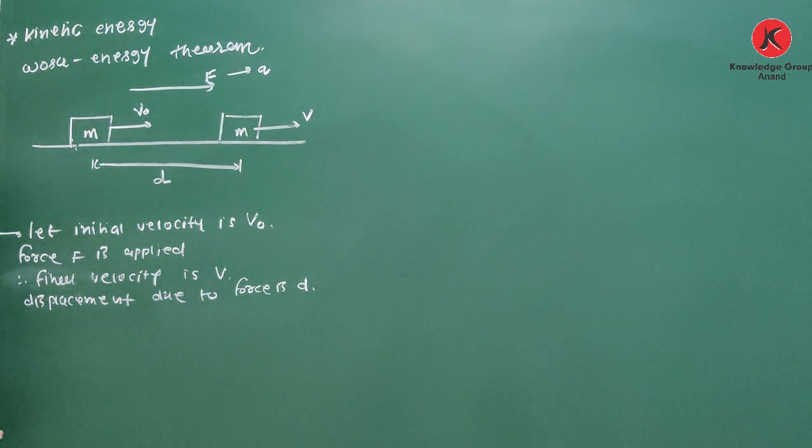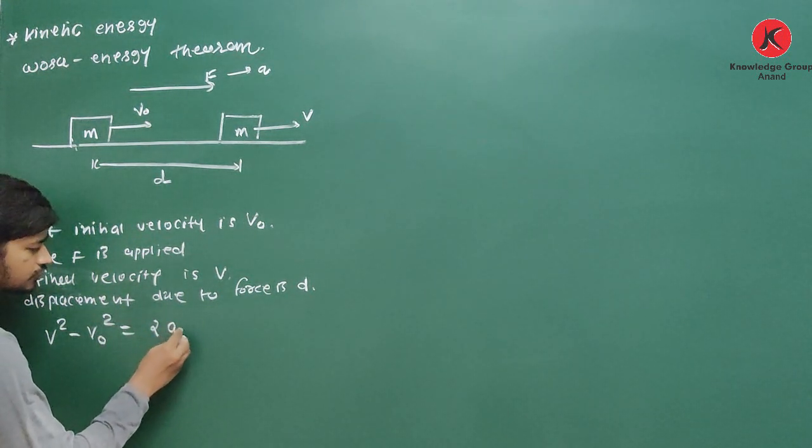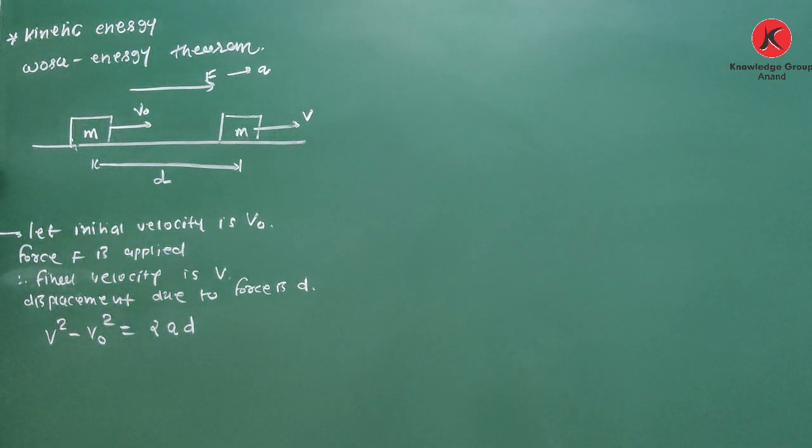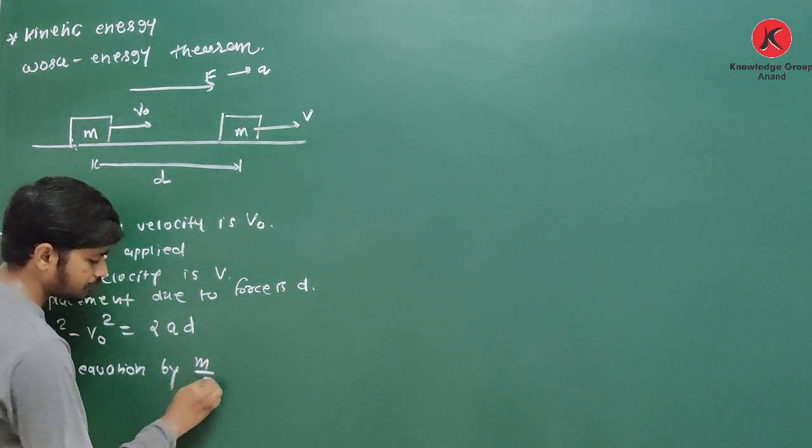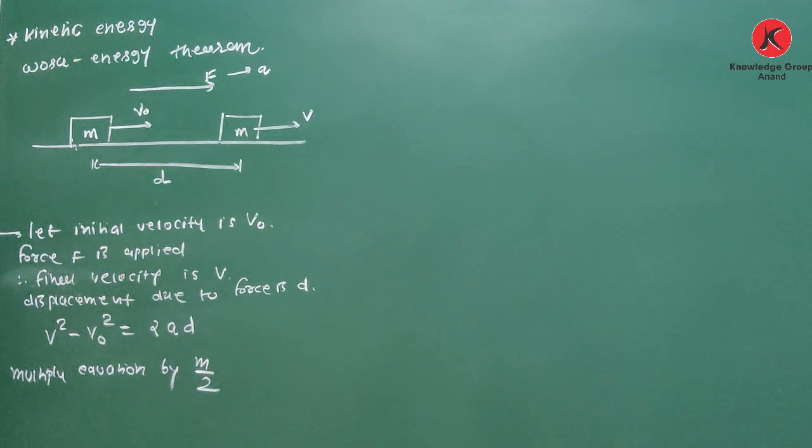We know one equation: v square minus v0 square is equal to 2ad. Clear about this? Here v0 is the initial velocity, v is the final velocity, a is the acceleration produced due to force, and d is the displacement. Now I will multiply this equation by m by 2. If you multiply this equation by m by 2, what happens?